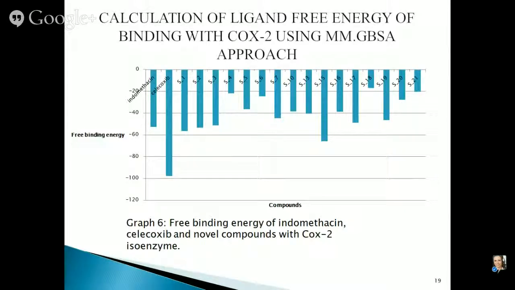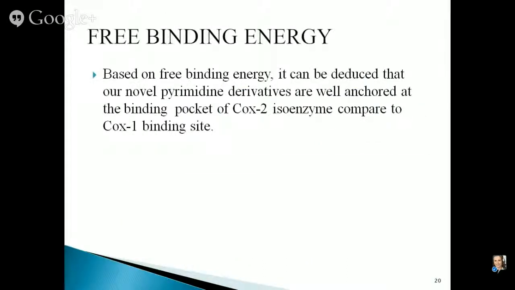Likewise, this, the sixth graph, shows the ligand free energy of binding with COX-2 using the MM-GBSA approach also. In this graph, all the molecules show stable interaction, with structure 15 showing a very stable interaction, while structure 7 shows moderate interaction. Based on the free binding energy, it can be deduced that our novel pyrimidine derivatives are well anchored at the binding pocket of the cyclooxygenase 2 isoenzyme compared to the cyclooxygenase 1 binding site.